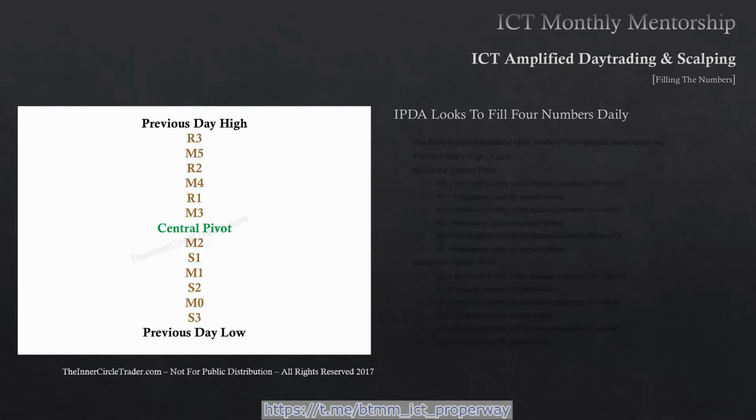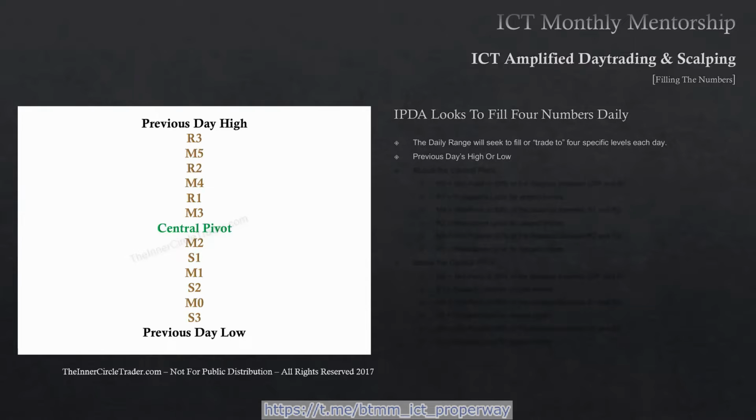Okay, when we talk about filling the numbers, what we're talking about is the likelihood or the tendency for IPTA to fill specifically 4 numbers per day. Now, the daily range will seek to fill or trade to 4 specific levels each trading day.